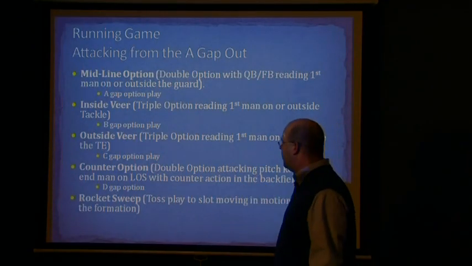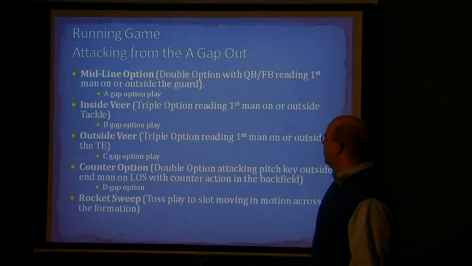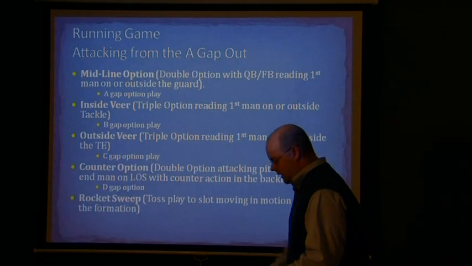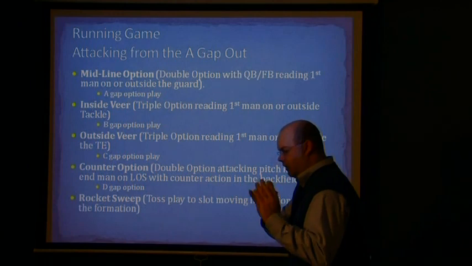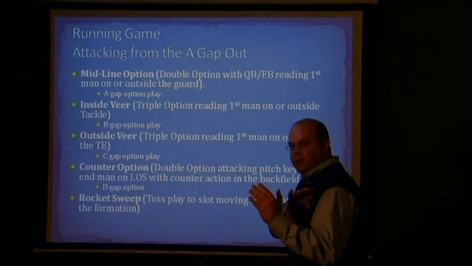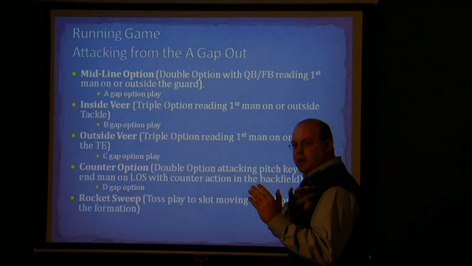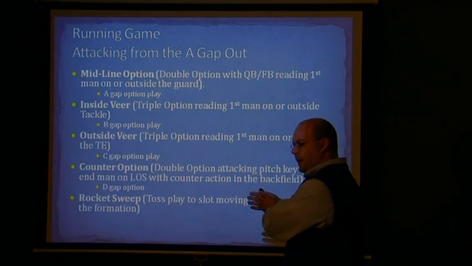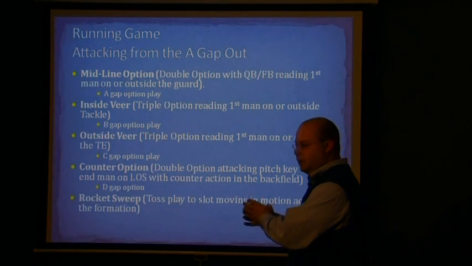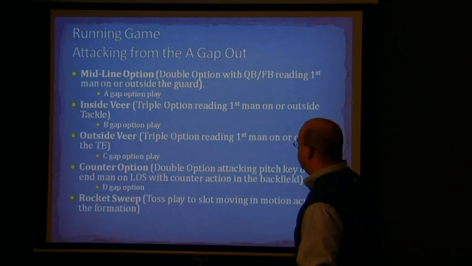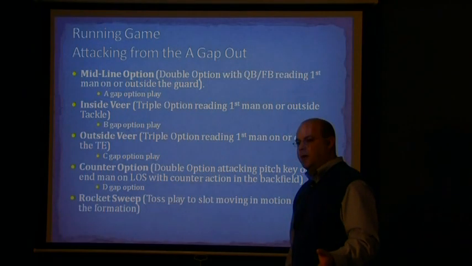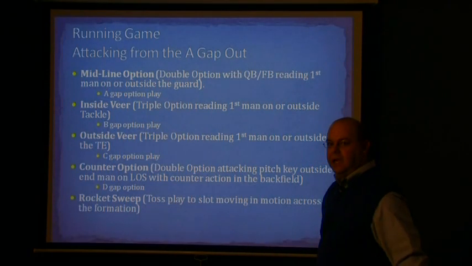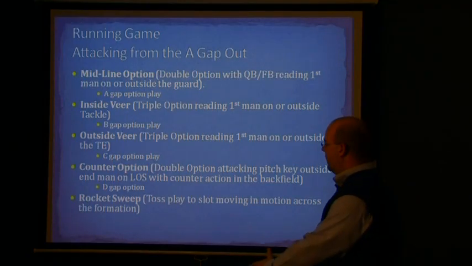But inside veer is a triple option play, reading the first man on or outside the tackle. What we consider on is if he's in what we consider a 4-eye technique, which is an inside shade of the tackle, that is considered on the tackle. So on is inside shoulder to head up to outside shoulder, or anything else outside. All right, so we're reading the first man on or outside the tackle. It is a B-gap option play because initially the fullback's path leads him to the B-gap. So we're considering that a B-gap option.